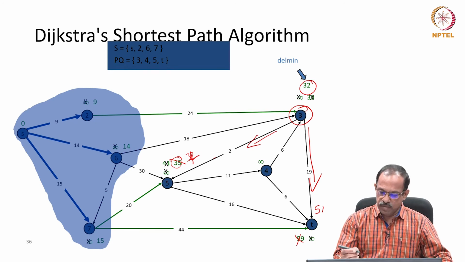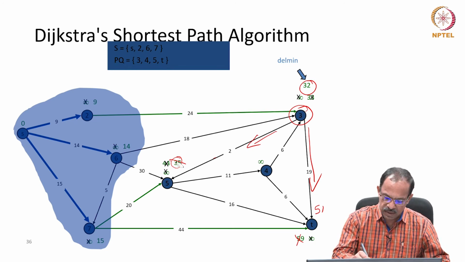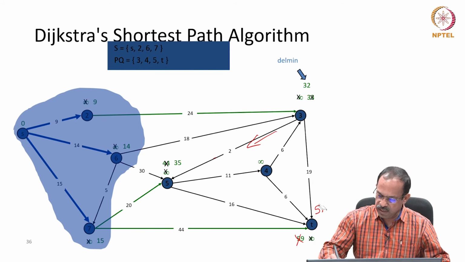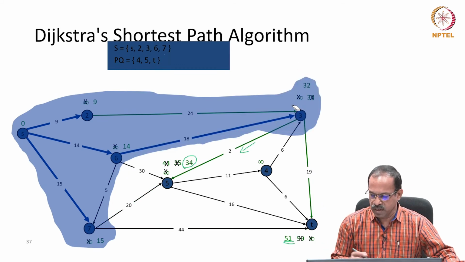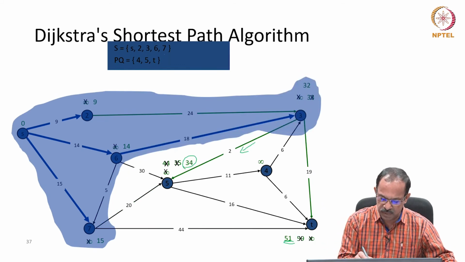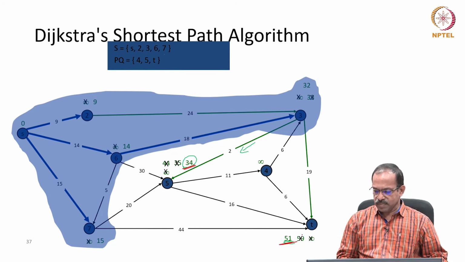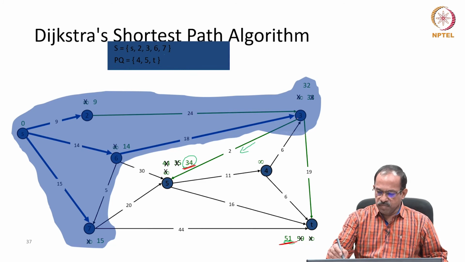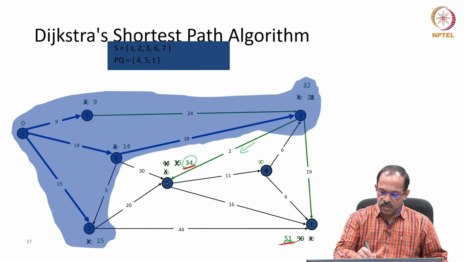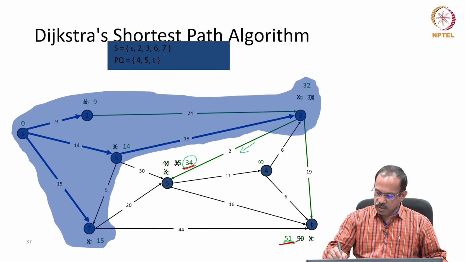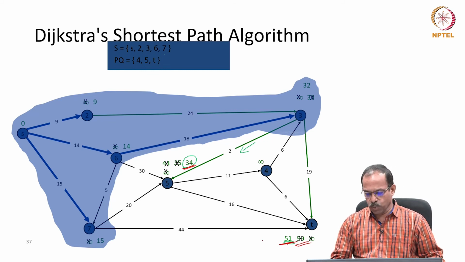That is the way how it will be expanded. Okay. So, we can expand this 3 now. So, if you expand this 3, you will find that this has become 34 and this has become 51. From 3 to 5, it is 34 cost, and then 3 to T, the cost will be 51. So, you can see that the total cost to reach T has reduced from 59 to 51.